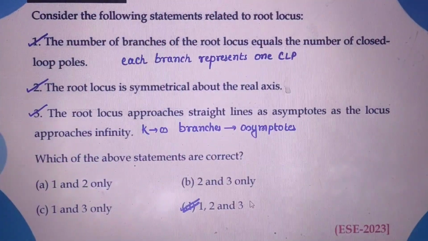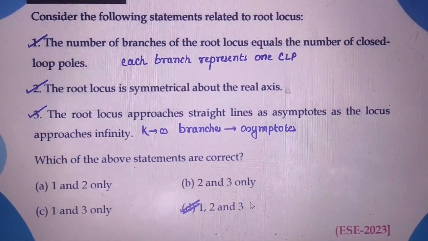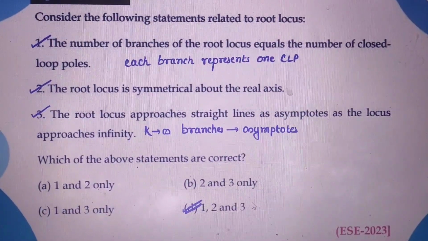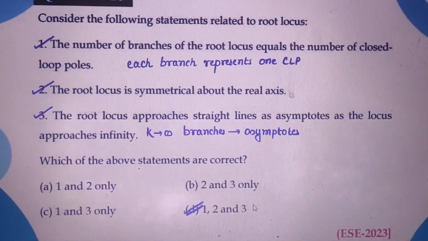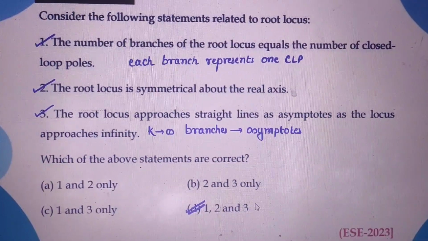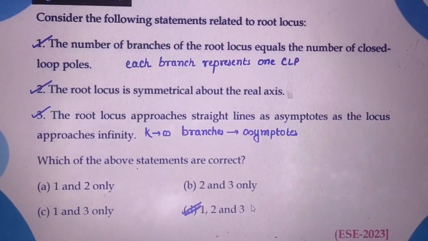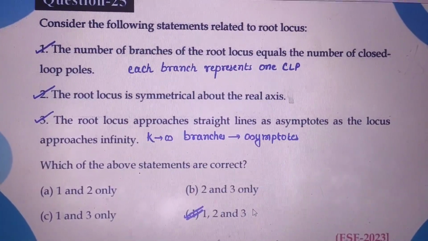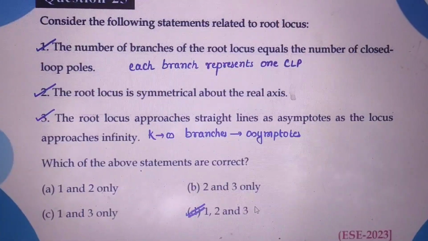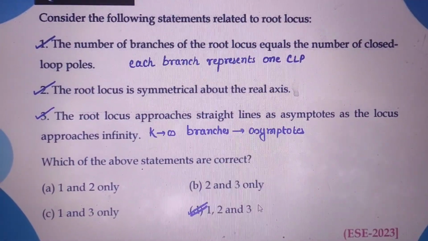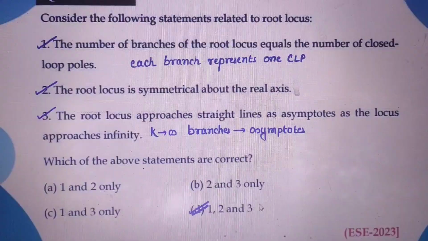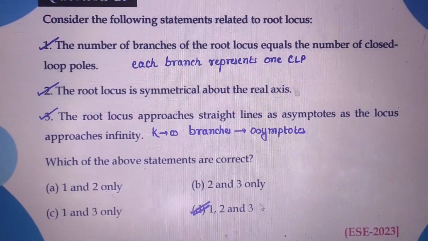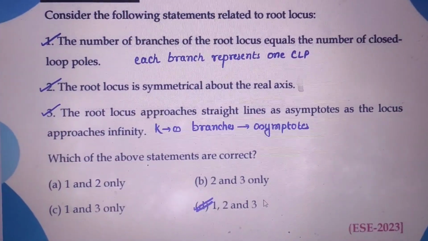Consider the following statements related to root locus. The number of branches of root locus equals the number of closed loop poles. So in root locus, each branch represents one closed loop pole. But to find the root locus, we use only the open loop transfer function. While drawing the root locus, if you want to map the poles and zeros, we use open loop poles and open loop zeros, but each branch in the root locus represents closed loop poles.